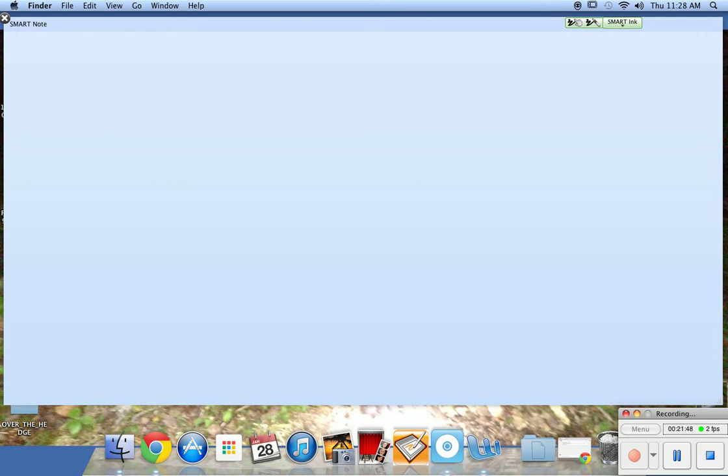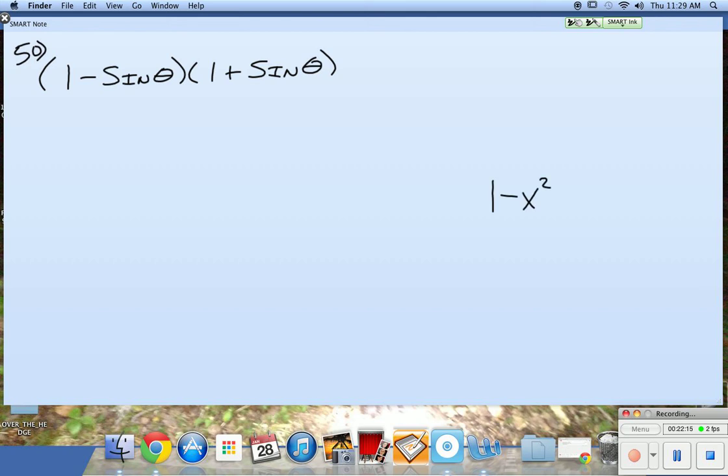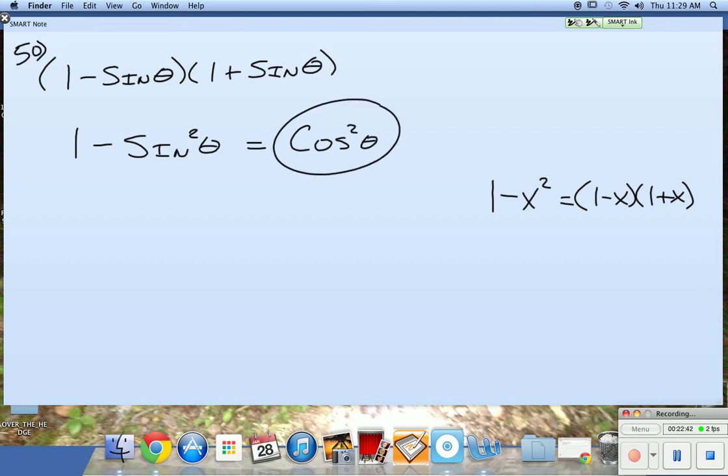Let's go on and do number 50. 1 minus sine of theta, 1 plus sine of theta. Does this look somewhat familiar? Does this look like when we factored 1 minus x squared into 1 minus x, 1 plus x? It should. So if that's true, we can do this with the sines also. This turns out to be 1 minus sine squared of theta. What's 1 minus sine squared of theta? That's right. We can go back to our Pythagorean identity. It's cosine squared of theta. And there's our answer.